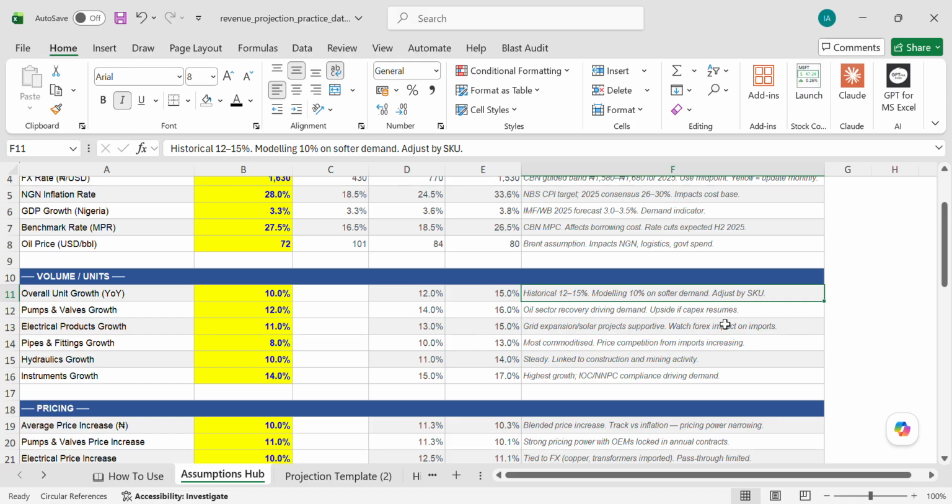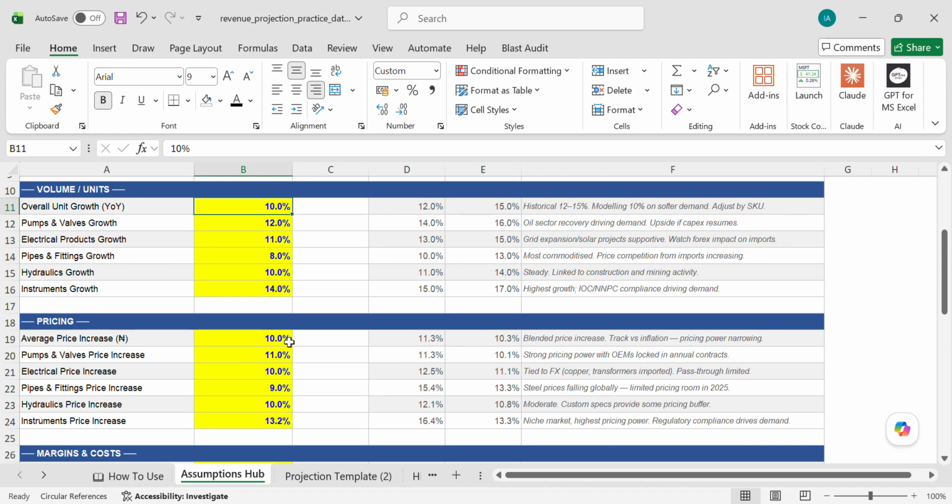The reason why we are not using 12% is that we are assuming there's going to be an upside in CapEx if CapEx actually comes in and all of that as well. So we've arrived at the reason for our numbers, and these are the assumptions in terms of pricing.